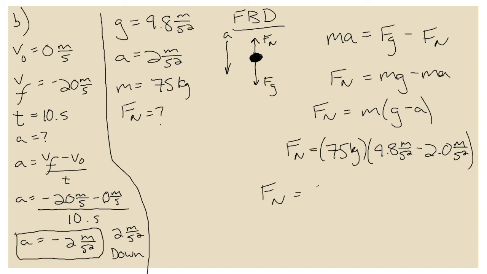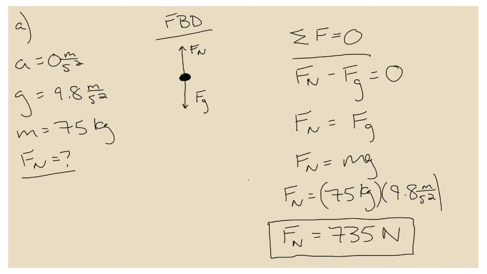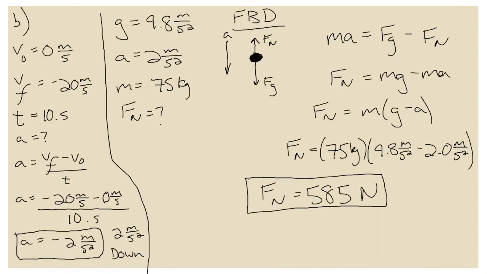So when you do that math, you get 585 newtons, which is 75 kilograms times 7.8 meters per second squared. So notice we already calculated here that the weight is 735 newtons. When the elevator is accelerating down, the normal force is less than the weight. Pretty good. Okay, moving on to part C.